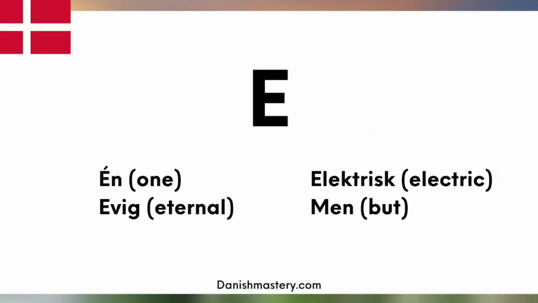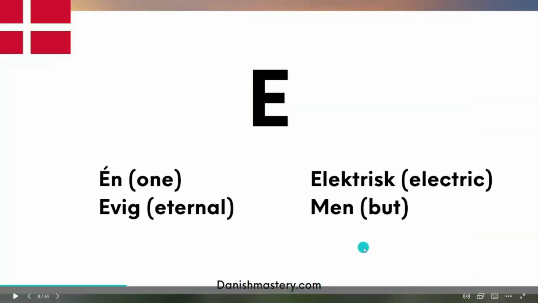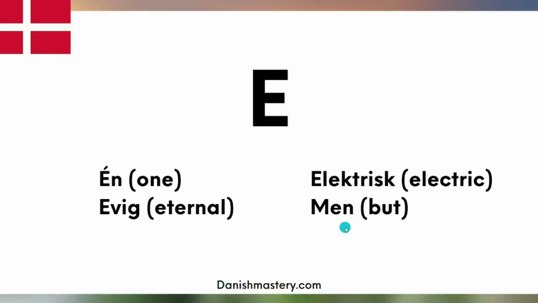Next one is E. And E can be pronounced as one sound, but other times it's pronounced as another. But I'm not going so much into details with that today. This is like a very, very basic and foundational video. En, evig, elektrisk, men. Okay, that was E.